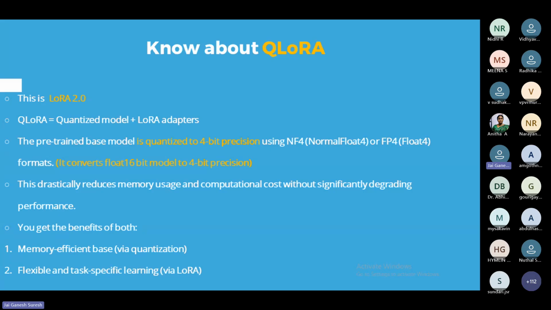This drastically makes a huge impact on memory usage and computational cost without significantly degrading the performance. People are saying it will not significantly degrade the performance, and in a lot of research papers, like the QLoRa paper, if you study it, they mention the same. You can take the QLoRa quantized model and you can fine tune the model.